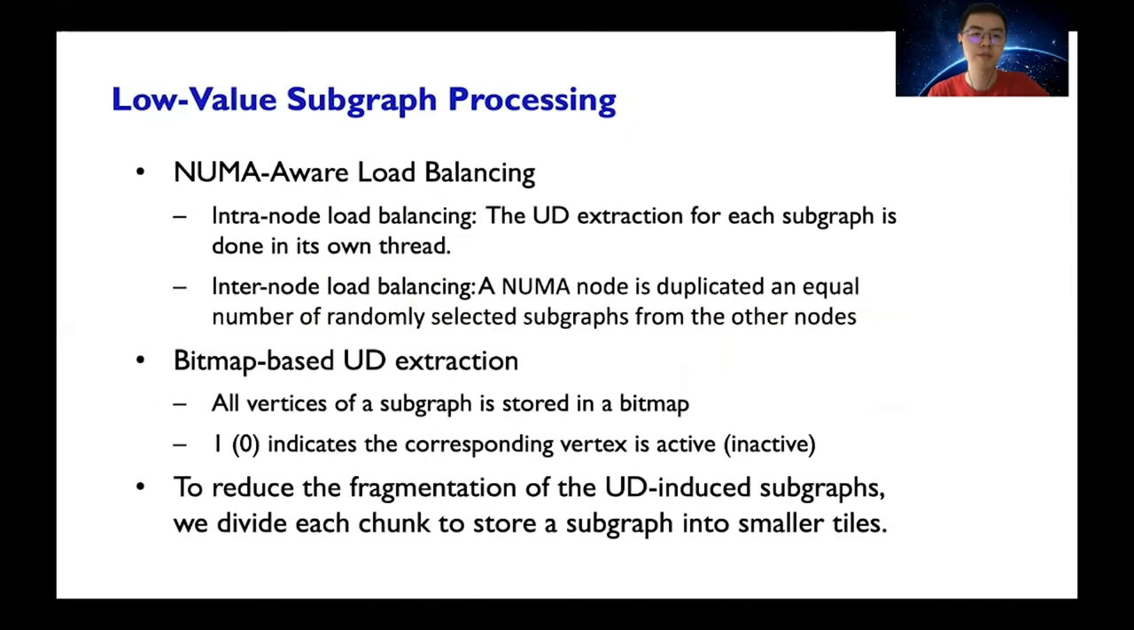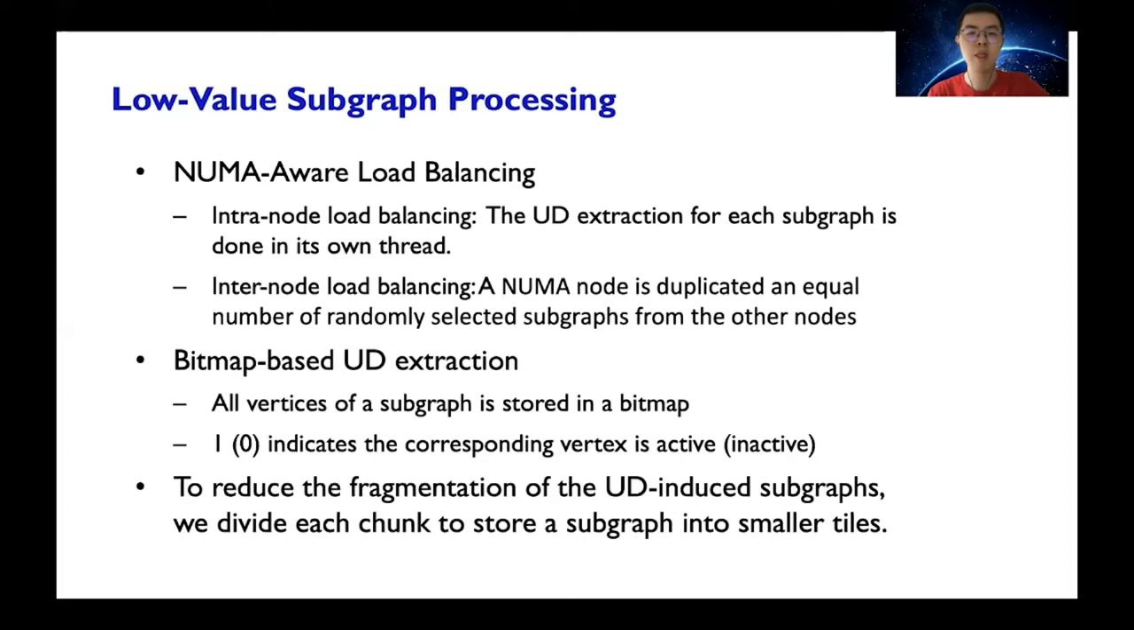The key to exploiting the most value of low-value subgraphs is to extract their UD efficiently. We use multiple CPU cores at the host to parallelize the UD extraction. Due to non-uniform memory access, scanning nearly all vertices in a subgraph to extract its UD can still be costly. We present a NUMA-aware UD extraction to boost performance and improve internal load balance.